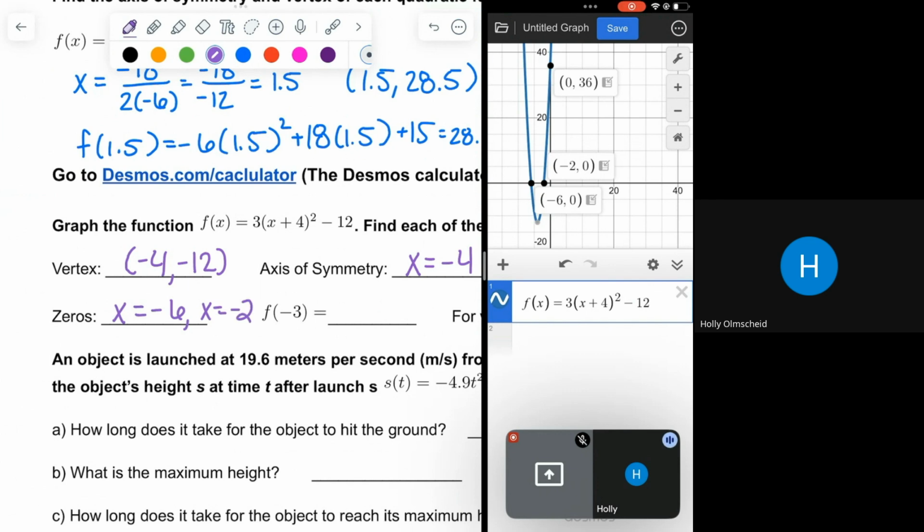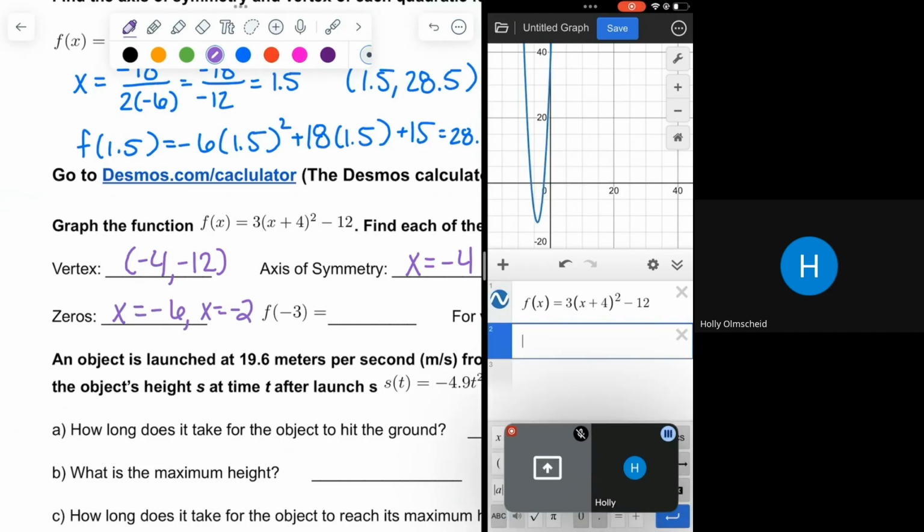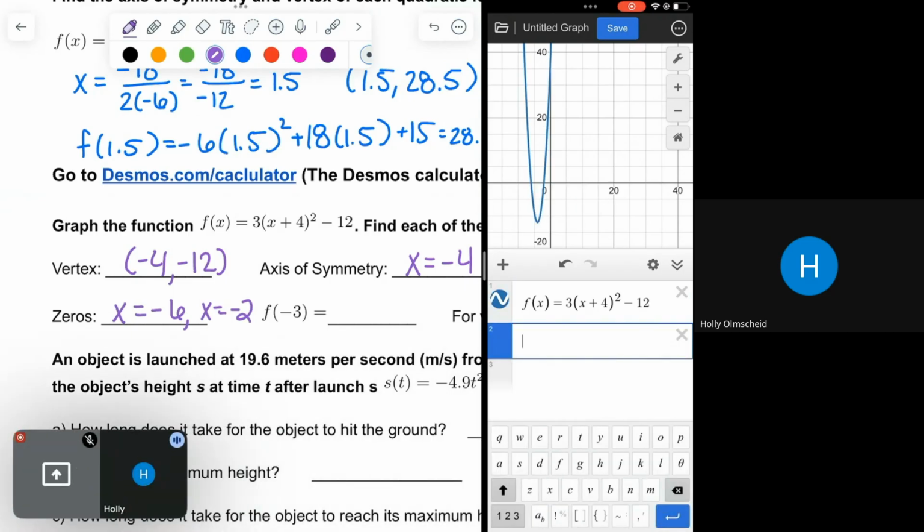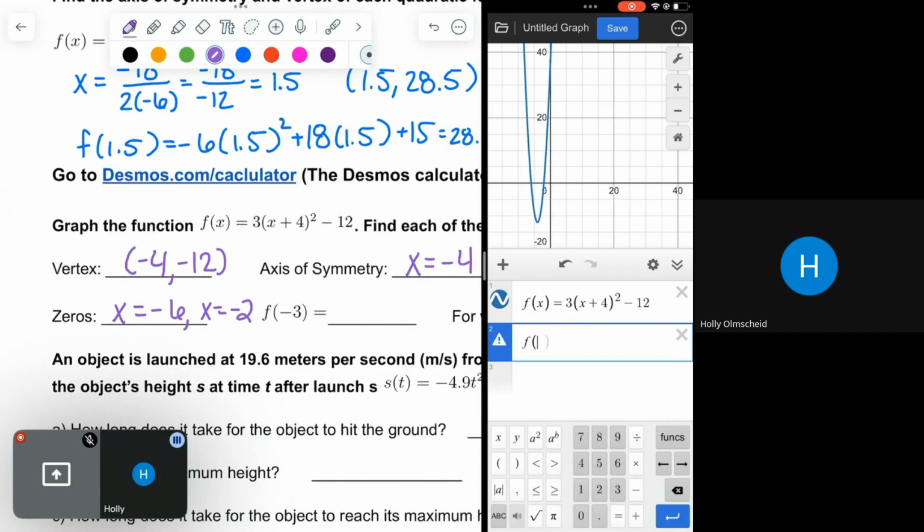So now this is also where Desmos is really handy. If I want f of negative 3, that means I'm plugging in negative 3 for x. So if I go to Desmos and do f of negative 3, it will give me out the value right away. So it would just be negative 9.